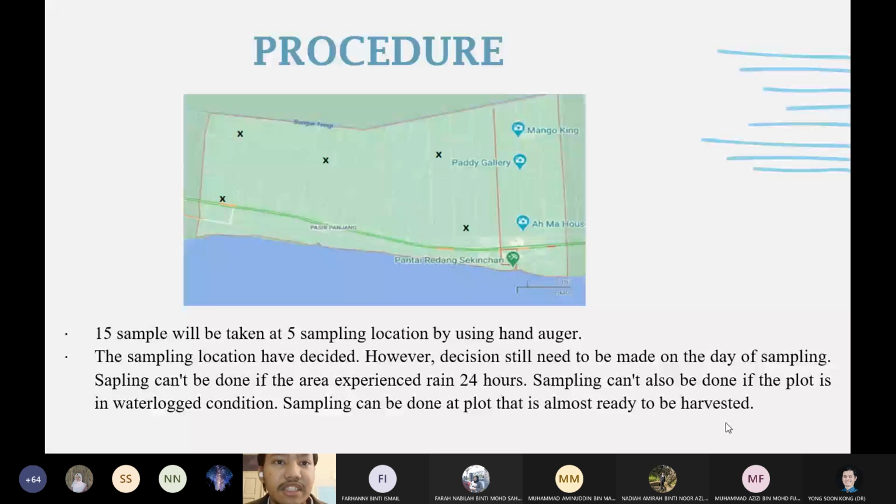However, decisions still need to be made on the sampling day as we need to assess whether the marked location is suitable for sampling or not. If the paddy field is in a waterlogged condition, a new sampling location needs to be chosen as it might not be suitable to take samples in a waterlogged condition.